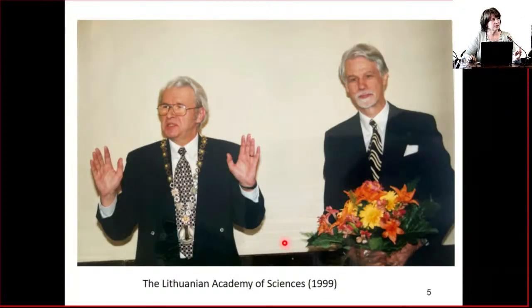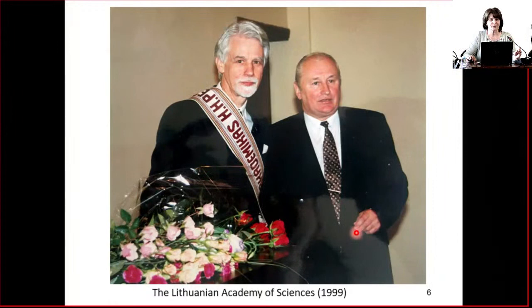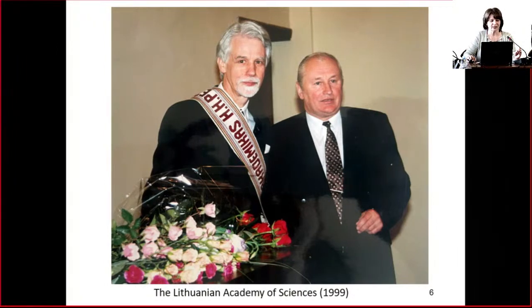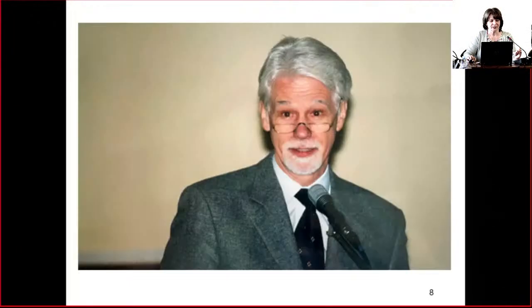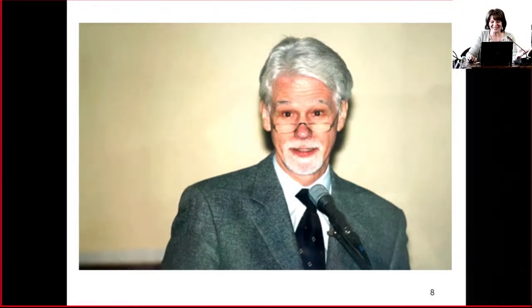Here are some pictures from the Academy of Sciences when Professor Peter was appointed as a foreign member of the Academy of Sciences. It was in 1999, and here he is with the president of the Lithuanian Society for Immunology, Professor Vitas Tamošiūnas. Again, this is 1991. And here are some more pictures, and I'm sorry, I don't know exactly what years these are, but you look the same. But it was at least 20 or more years ago.